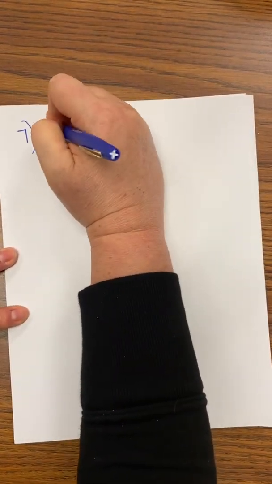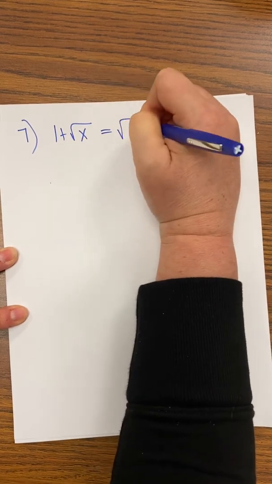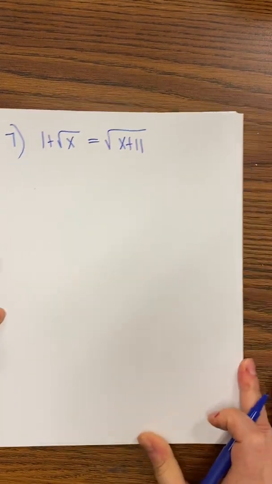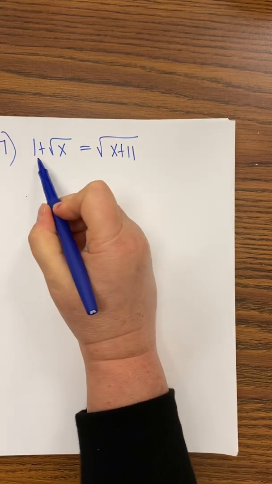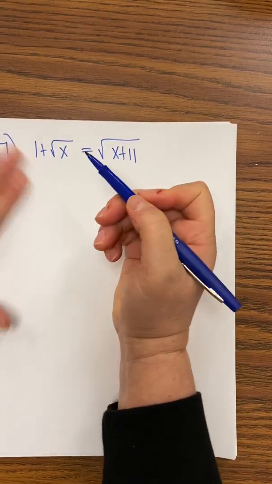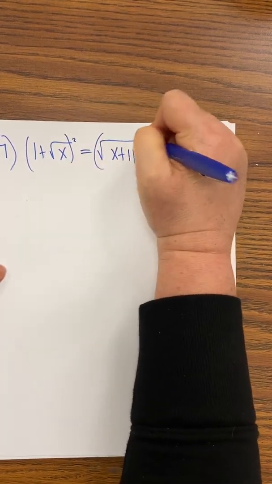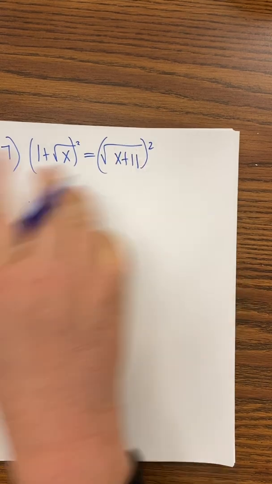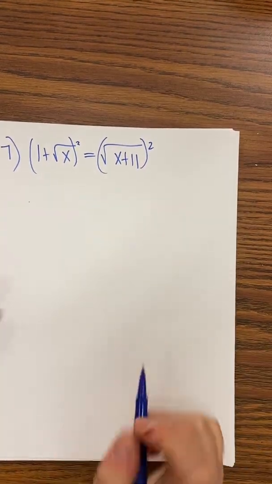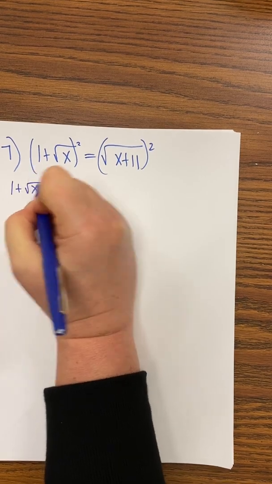All right, number 7. We've got 1 plus the square root of x equals the square root of x plus 11. All right, this one's a little bit different. You've got this expression here, and there's really nothing you can do. You're going to go ahead and just square that. Because you can move it over here, you'll move them around, but you're still going to end up with the same problem. So you're just going to square the whole thing. So this is going to be like we did on the last one where we have to FOIL.